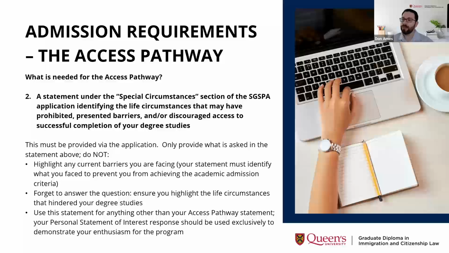Do not utilize that special circumstances statement to talk about current barriers. If you are dealing with financial issues, or perhaps you have children who require your attention, that's not a component of the access pathway. It's not something that we're looking at. It is circumstances that you have to manage when it comes to entering our program should you be granted admission. Also, don't forget to answer the question. It's not an area for you to provide positive reviews of how you're interested in the program. That's what the personal statement of interest response is for. This needs to specifically highlight the life circumstances that may have prohibited, presented barriers, and/or discouraged access to successful completion of your degree studies.